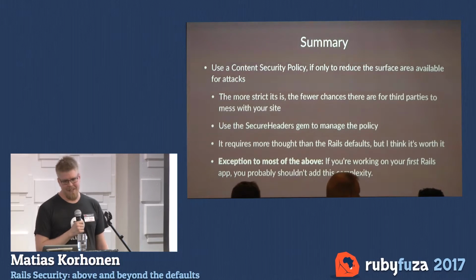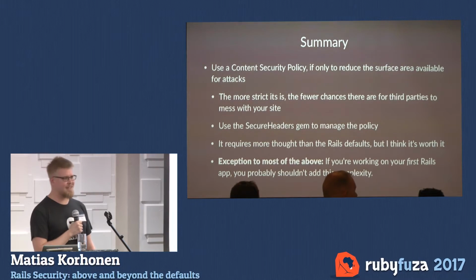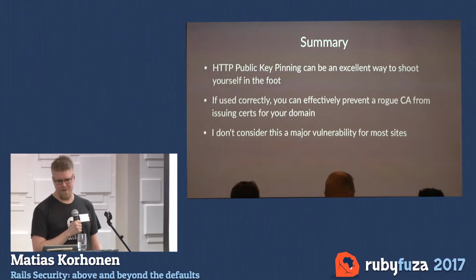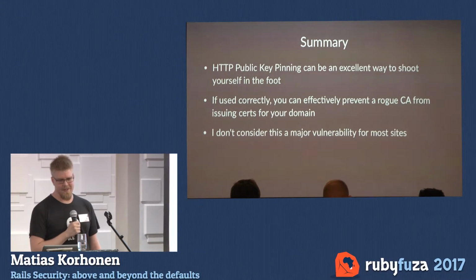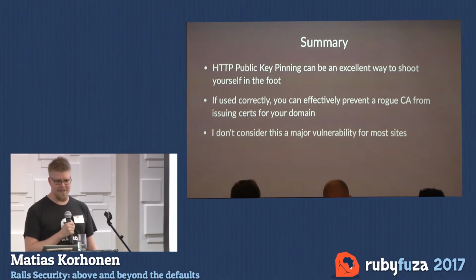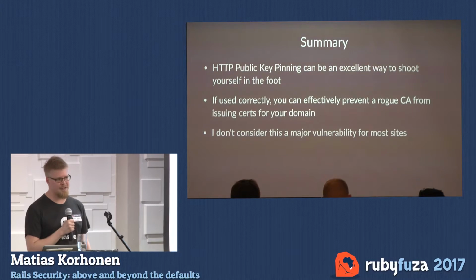With one big caveat to all of the above. If you're working on your first Rails app, this is probably complexity you don't need to add. And public key pinning is an excellent way to shoot yourself in the foot. But if used correctly, you can effectively prevent a rogue CA from issuing certificates for your domain. But I don't really consider that this is a major threat for most people.